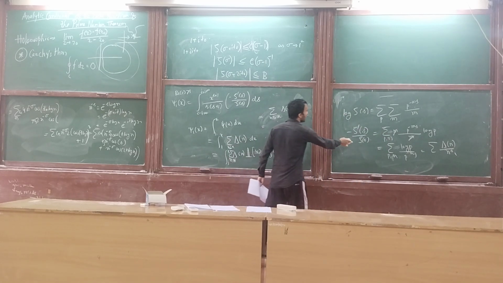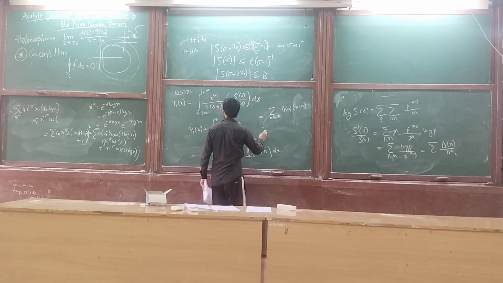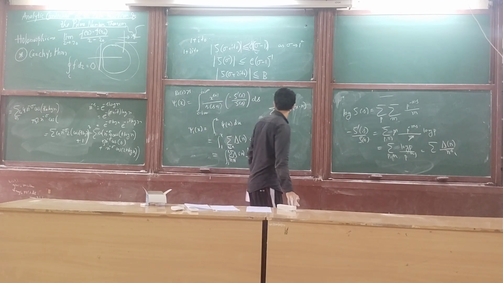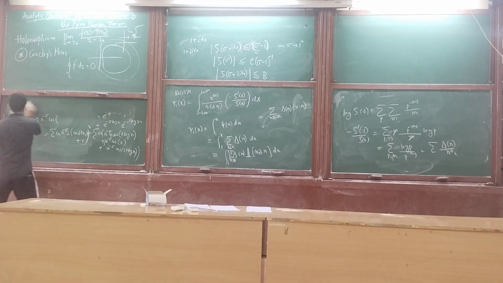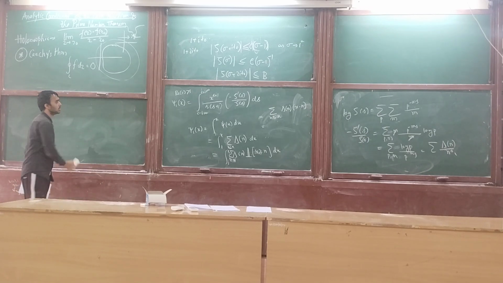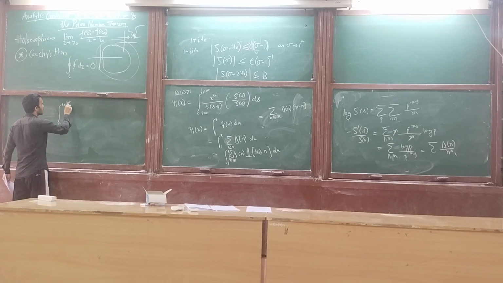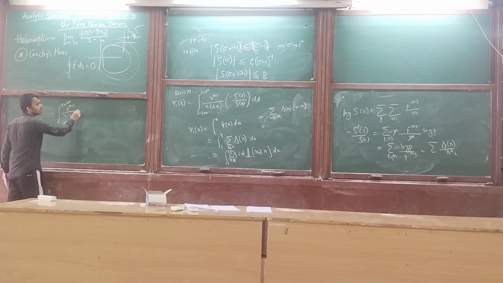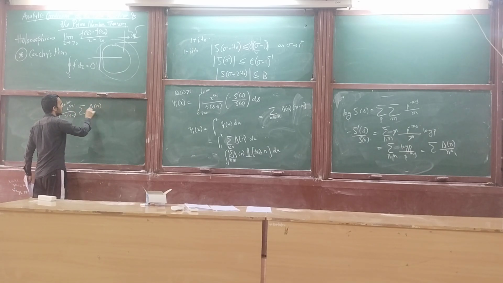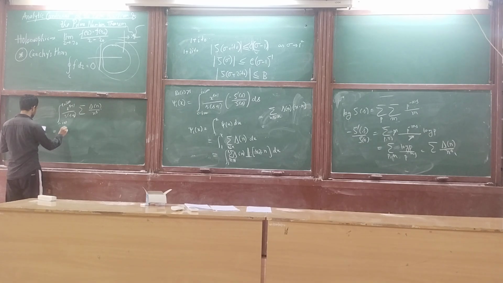So what we are doing is, you have this expression for minus zeta prime by zeta. So you just plug it in here. So what happens is, we have this integral.